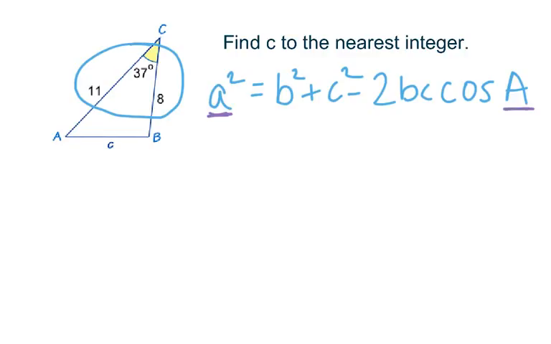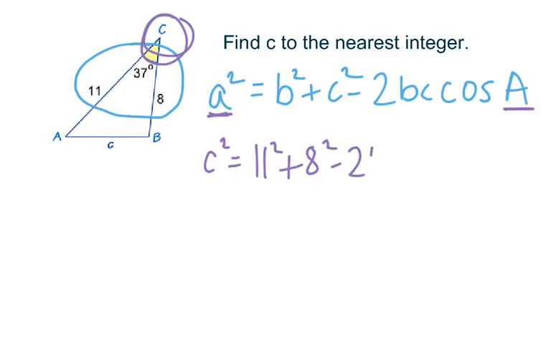So in this particular situation, since I know angle C, I have to put little c at the front. I'm going to rearrange this formula a little bit. I'm going to start by saying c squared equals 11 squared plus 8 squared minus 2 times 11 times 8 cosine 37. Since I have no variables on the right-hand side, I'm allowed to plug all of this into my calculator at once.